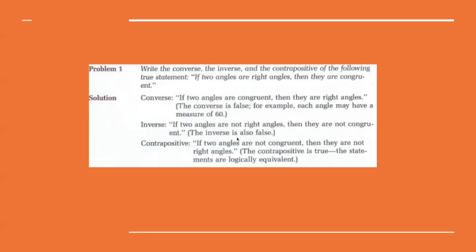The contrapositive is: if two angles are not congruent, then they are not right angles. The contrapositive is true because all right angles are congruent.